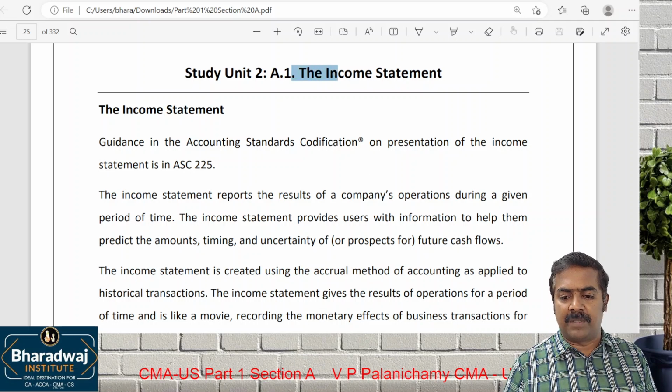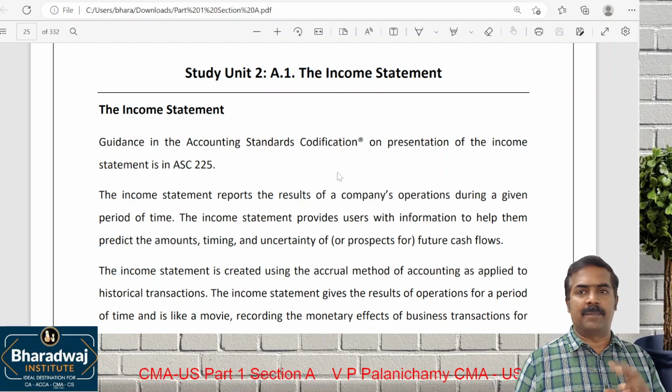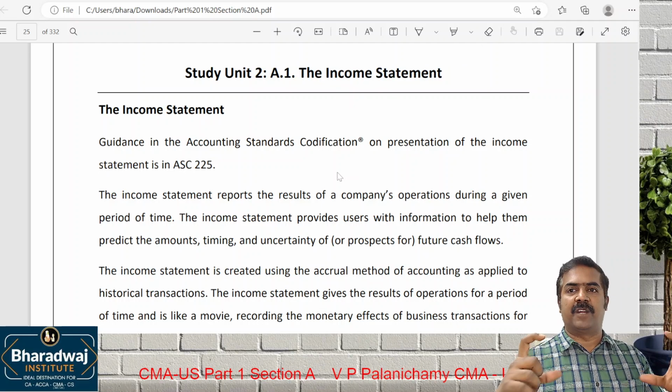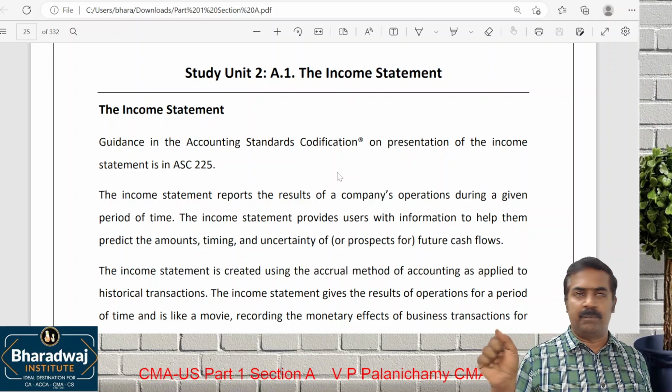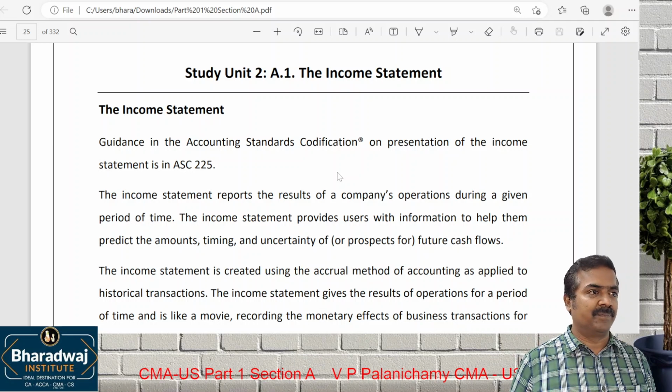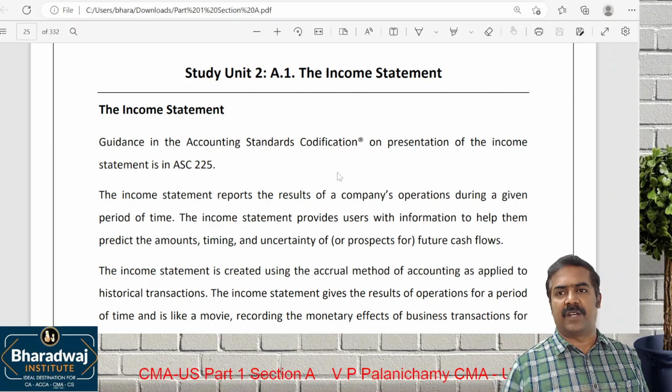But income statement is like a videotape. It is prepared for a year. That's why we put P&L account for the year ended. For the year ended means it is prepared for 12 months.